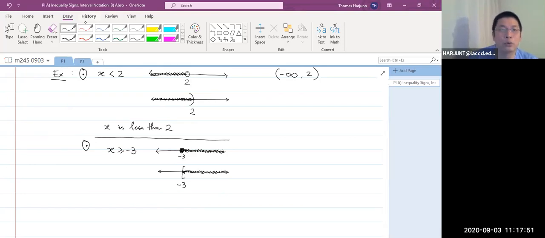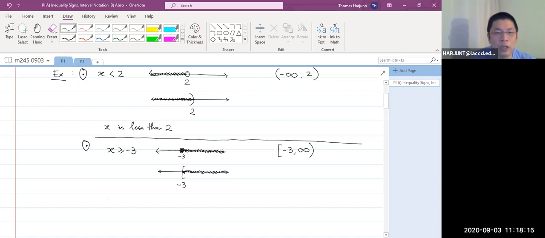Now, what happened to the interval notation? We start from negative 3 up to infinity. So on the left-hand side, the left-hand limit is negative 3. Because we include the endpoint, we use a bracket. And the right-hand side goes to infinity. And we never include infinity. We cannot include infinity. Therefore, we use parentheses.